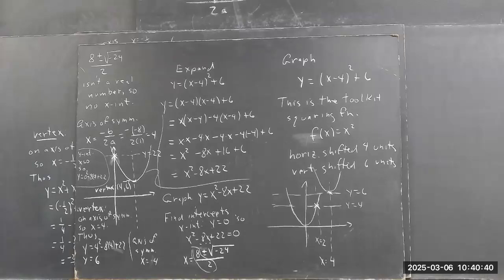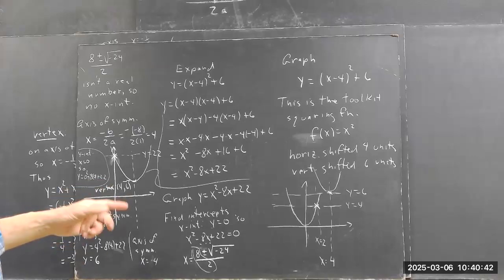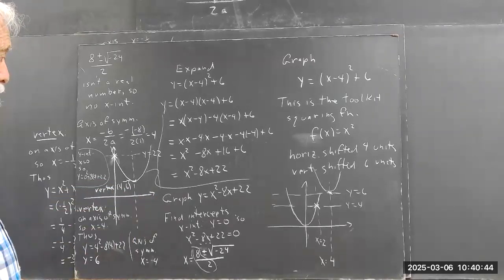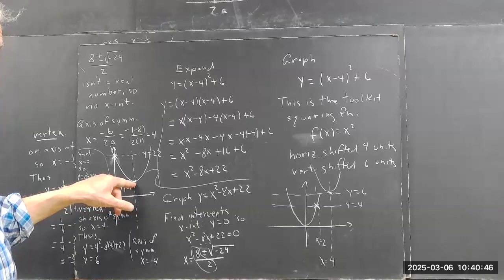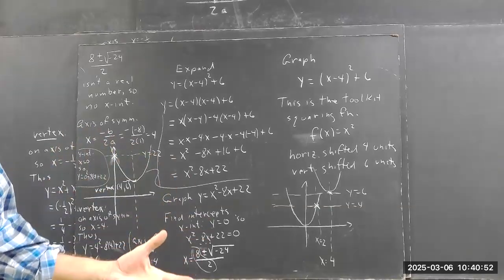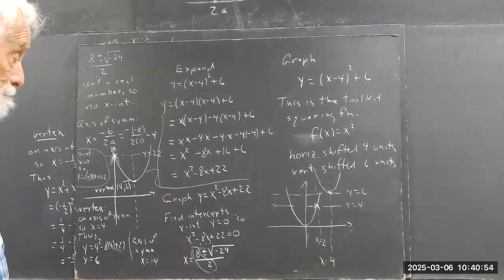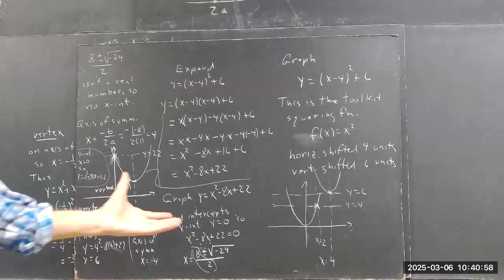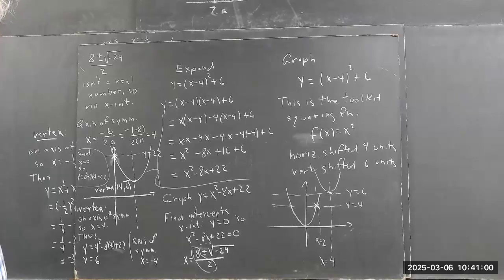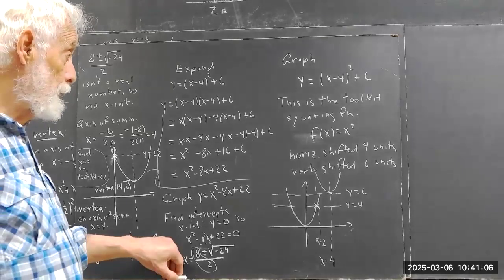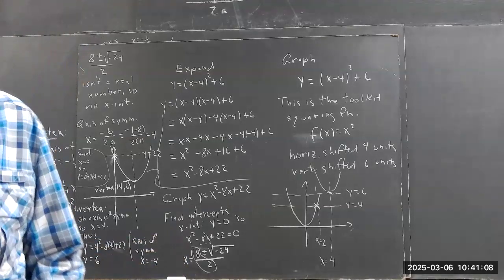Okay. If we don't have the x-intercepts, we absolutely need to find that vertex. And even if we do have the x-intercepts, the vertex is maybe the most important point. So we want to find the vertex. And that's it. That's what you need to know about quadratic functions. Okay.